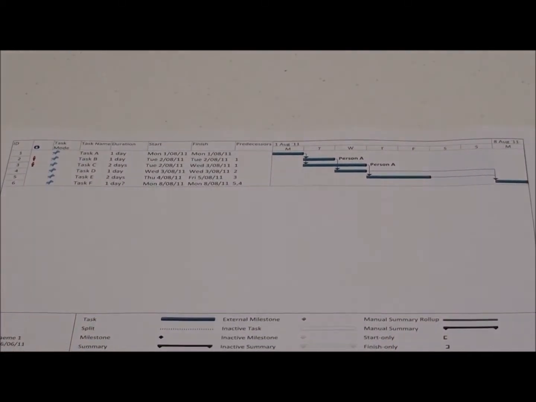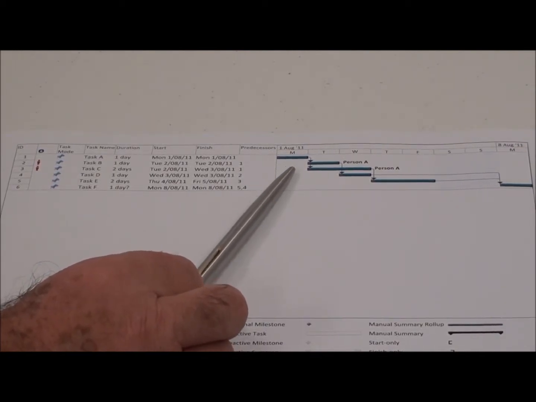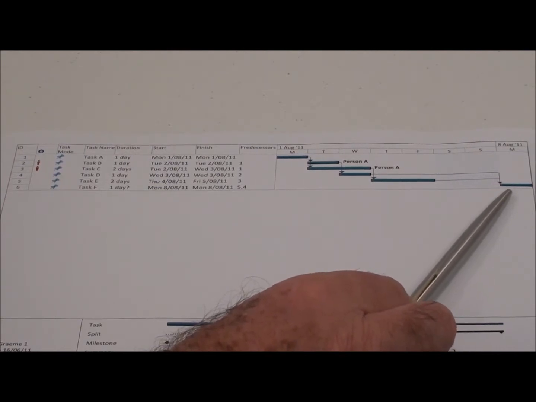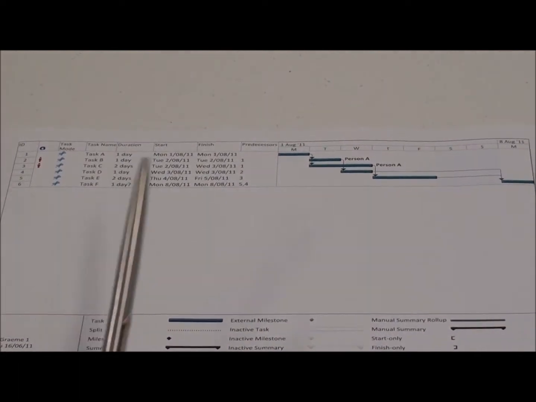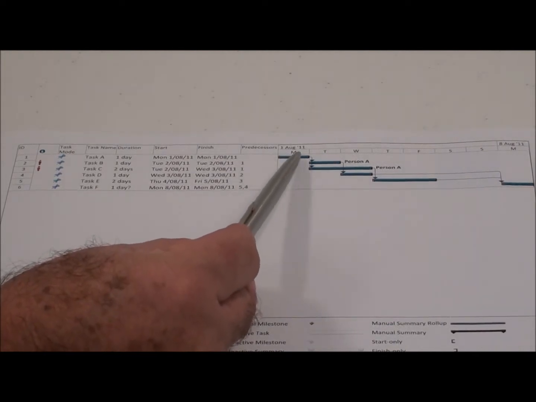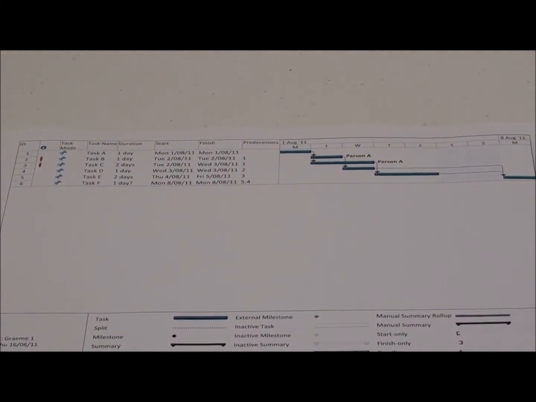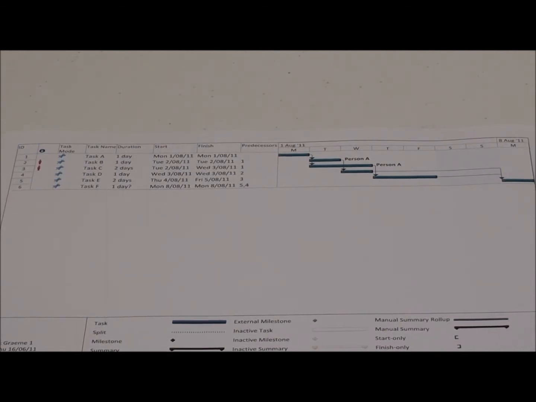Our tasks here, we're starting on Monday, the 1st of August 2011, and we are completing the project on Monday, the 8th of August 2011. The critical path on this one is 1, 2, 3, 4. On a PERT chart, they are indicated as red. On a Gantt chart, they are only drawn nose to tail with a scale in them.